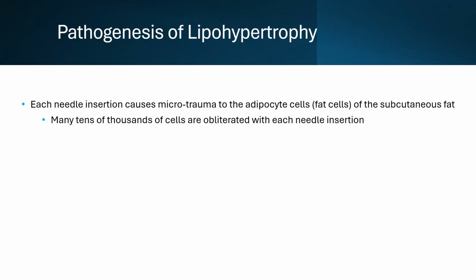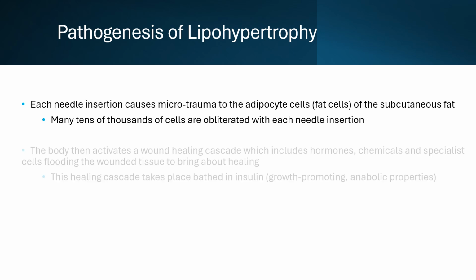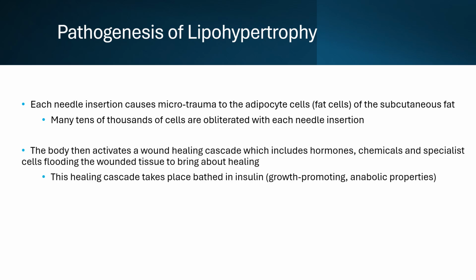So lipohypertrophy, let's talk a little deeper about this. Each time we insert a needle, it's a little trauma to the adipocyte tissues, which are the fat cells of the subcutaneous fat. Many tens of thousands of cells are damaged every time we put that needle in. So then when there's damage, the body does its job and activates a wound healing, bathing the areas with hormones, chemicals, and specialist cells to bring about healing. And that healing cascade takes place bathed in insulin. Insulin is a growth hormone, with growth promoting anabolic properties.